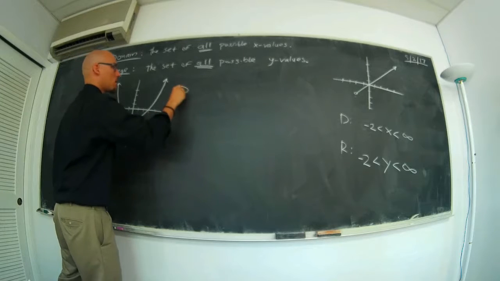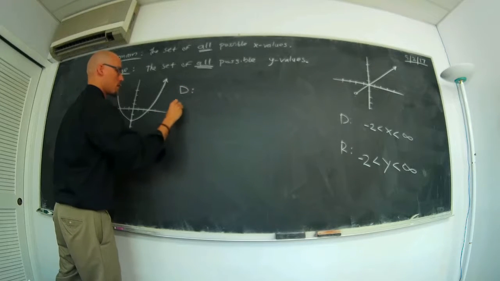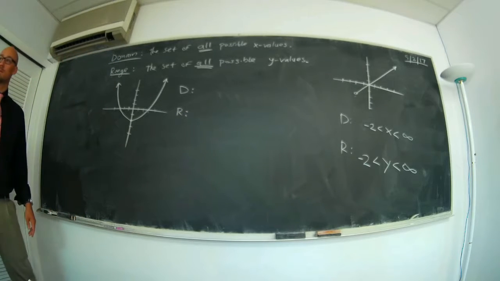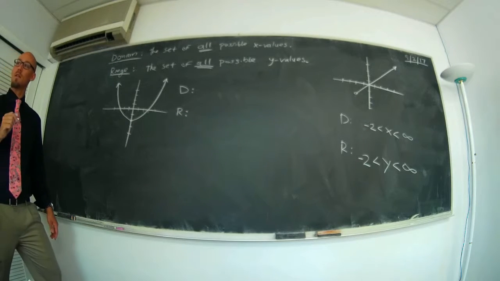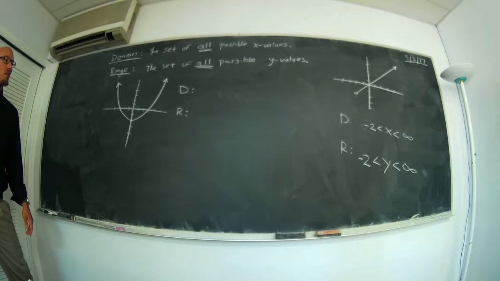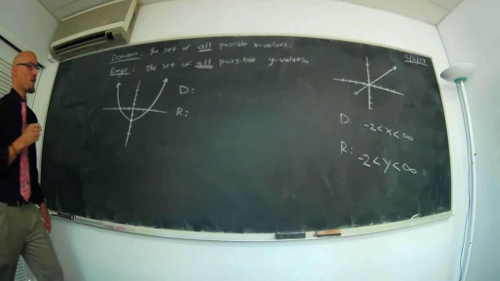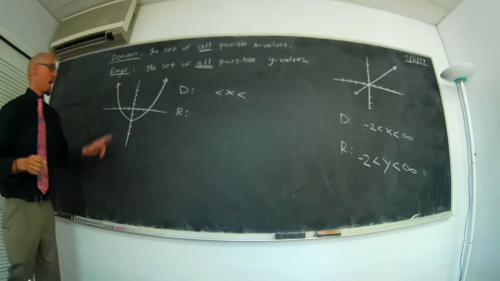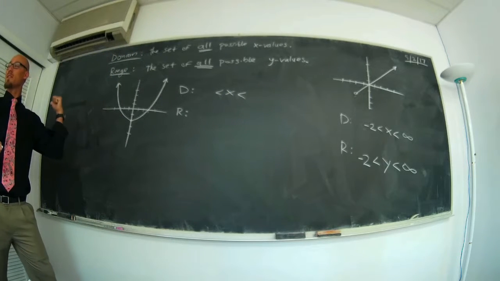Yeah. So the point at the bottom is the vertex, and then the axis of symmetry is x equals 0. Let's do an egg sandwich. How far does this go to the left?